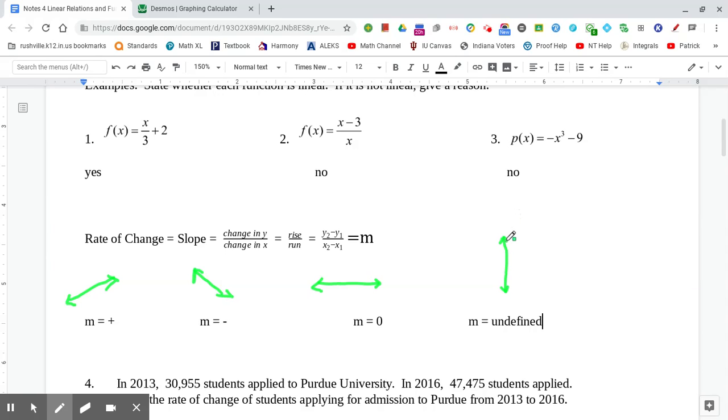All right, so 4 possibilities with slope. Again, the formula for it is right here. Okay.